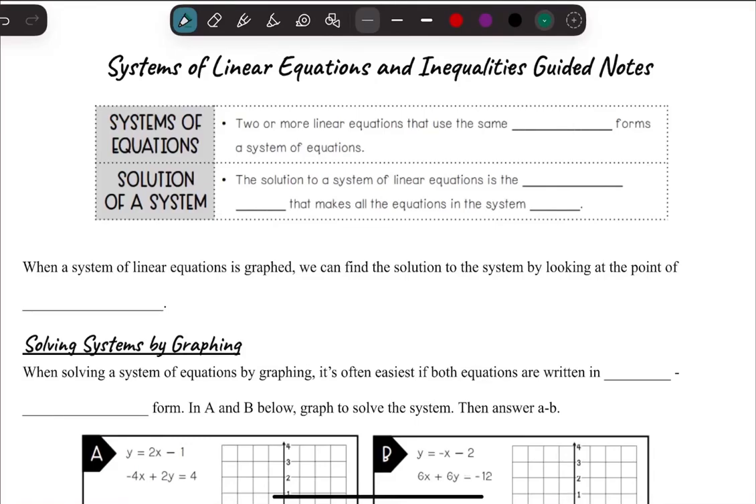Systems of linear equations guided notes. Next time we'll work on systems of inequalities.